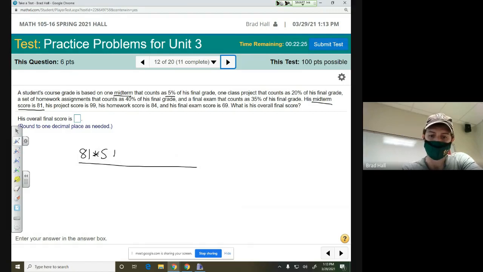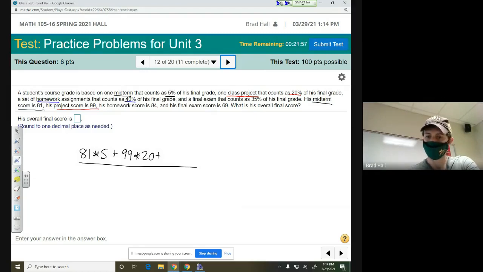Then we have to add that to the next grade. There's a class project that's 20%. This person got a 99 on it. So they got a 99 on the project, and that counted as 20% of their grade. Again, I'm using the percentage value, and I'm not converting it to a decimal for a reason I'll show when I fill in the denominator. All right, let's do the next one.